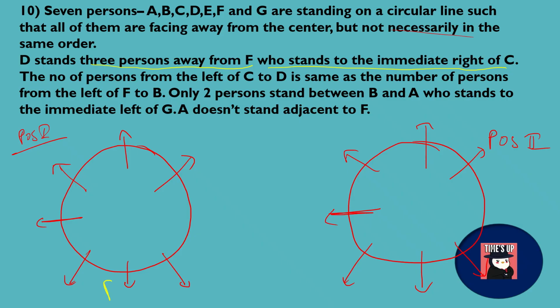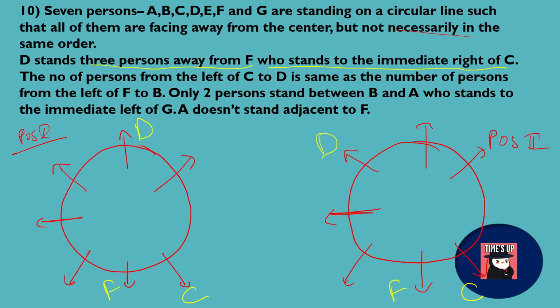So if I place F here, immediate right of C, F stands immediate right of C, they are saying. So C will be placed here, of course, in both the possibilities. D stands 3 persons away from F. 1, 2, 3. D will be here. And in this case, second possibility, 1, 2, 3. D will be here.